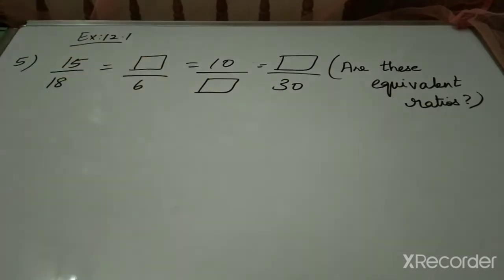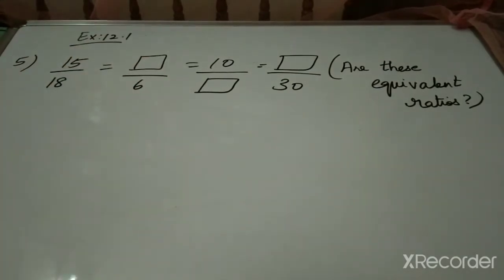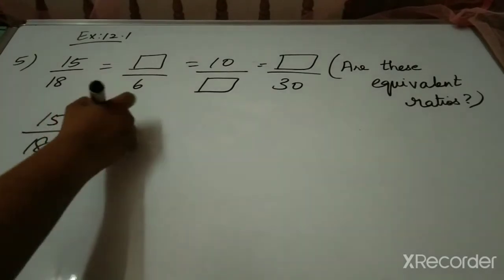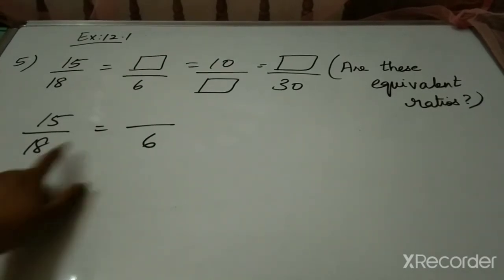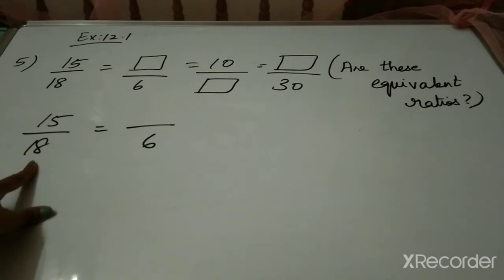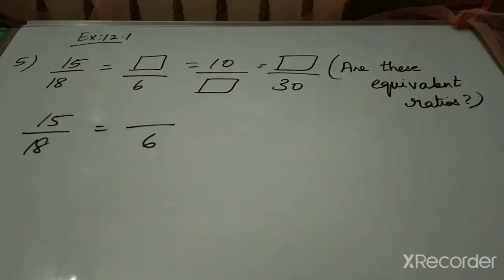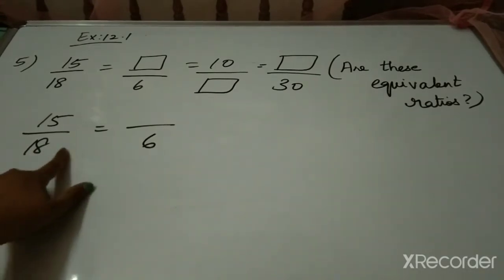Now first, this box we have to find. So 15 divided by 18 is equal to, the denominator is 6 here. So 18 and 6. 6 is less than 18. Equivalent ratio means we have to either multiply or divide the numerator and denominator. Now 18 and 6, what should we do? We have to divide.